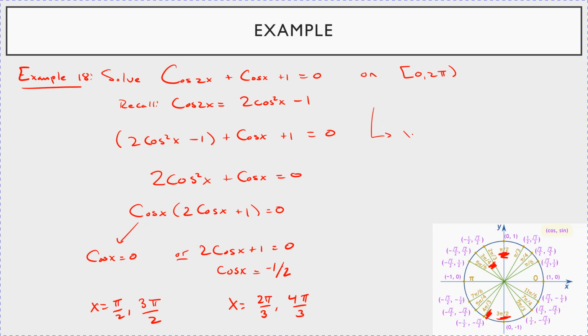So just putting these in order, right? And if it helps, to go around the unit circle, it tells you what order to put them in. So pi over 2, 2 pi over 3, 4 pi over 3, and then 3 pi over 2.